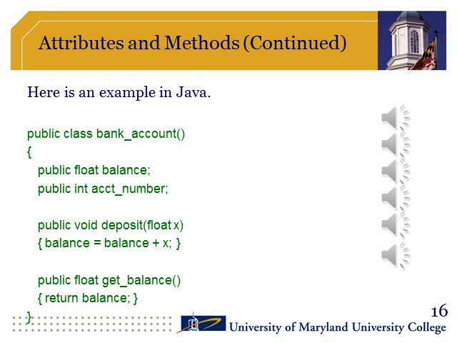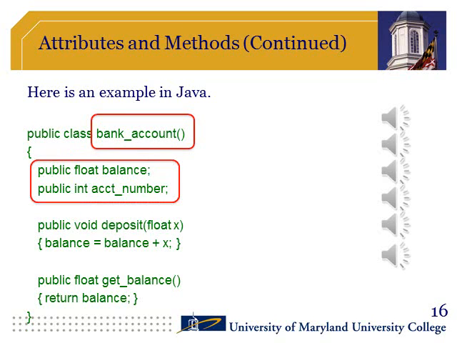Here is an example in Java. Here we define the class name. In this case, BankAccount. Next we define the attributes. Balance stores the account balance. This is of type float. AccountNumber is an integer that stores the account number of the account.